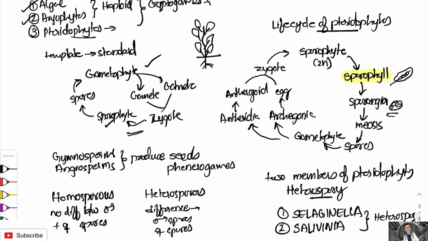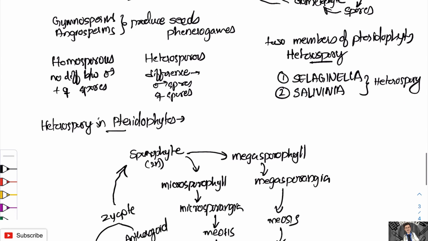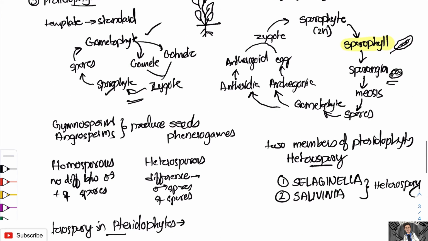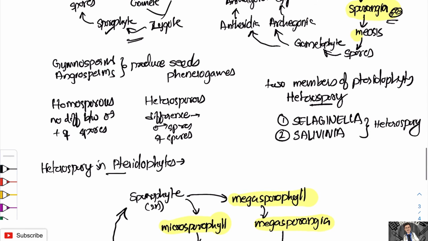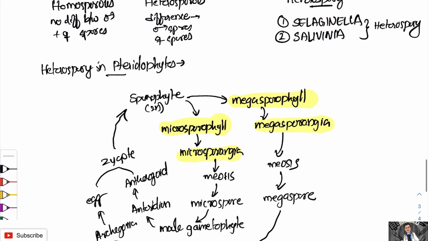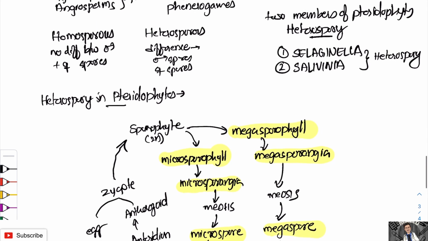See, sporophyll. The sporophyll became microsporophyll and megasporophyll. And sporangia, they also got differentiated. The one with the male forms the microsporangia, and the one with the female forms the megasporangia. Then meiosis happens. Here we just had one type of spores, which is homosporous, and now we have heterospory, that is the male and the female, microspore and megaspore. So that completes the life cycle of pteridophytes.